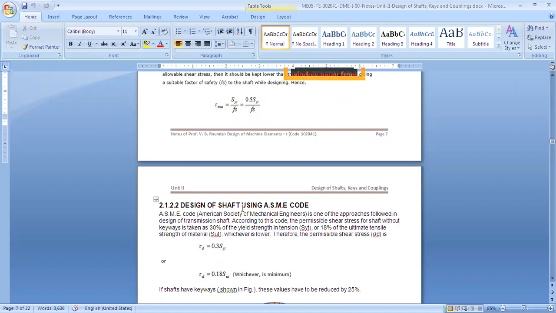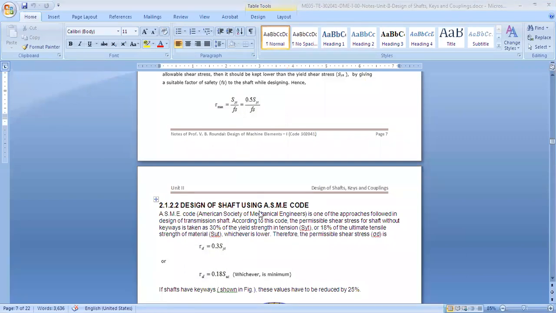Now we have to go ahead and do slightly more advanced designs, like design using ASME code, or design of a hollow shaft, or design on torsional rigidity. These are advanced designs. We will do it step by step. In every lecture, we will try to have one kind of concept.